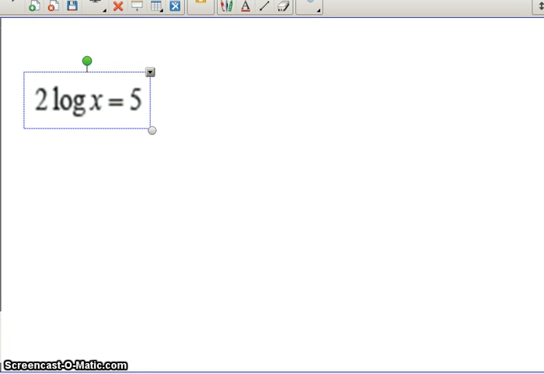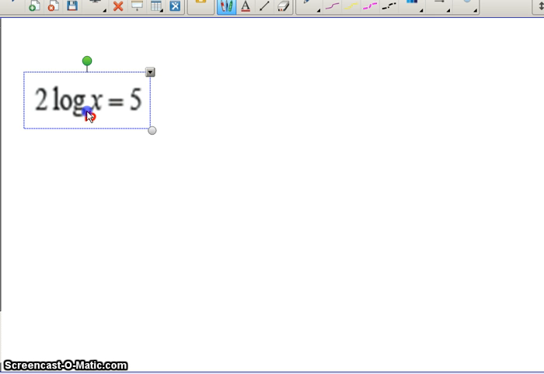Okay, so we've solved some equations involving just exponential functions. Now we're going to solve some equations involving logarithmic functions. For this one we have 2 log x equals 5. It doesn't have a specific base on it, so that means it's understood to be log base 10. Remember that, that's important. So now we have 2 log base 10 of x equals 5.